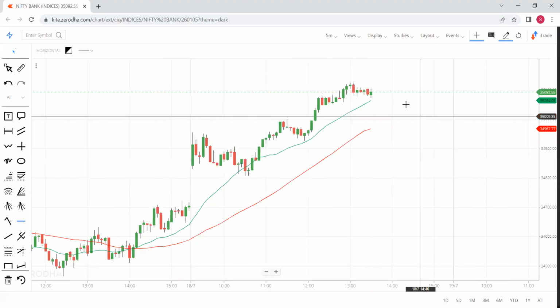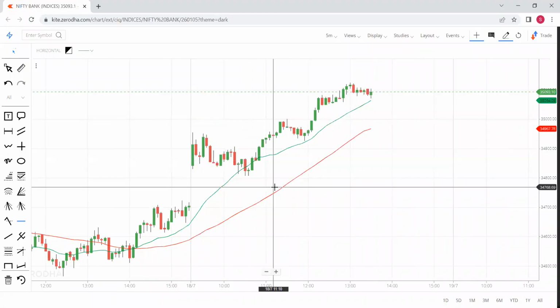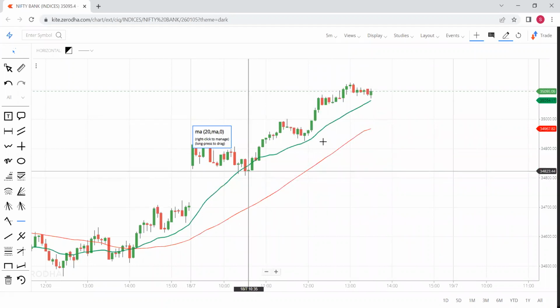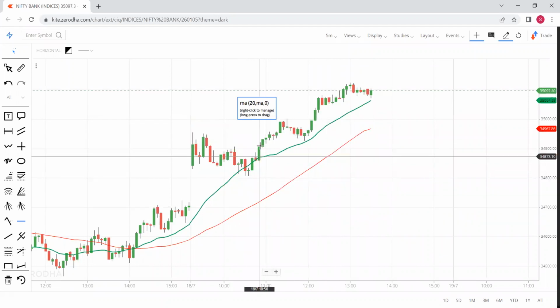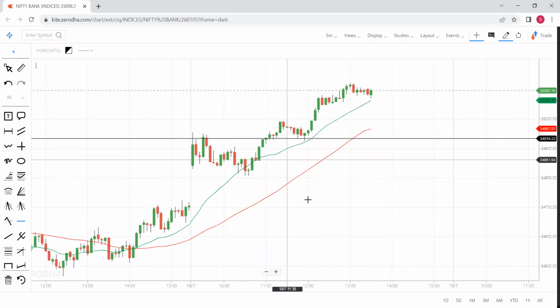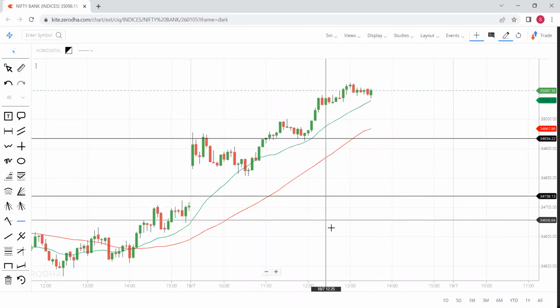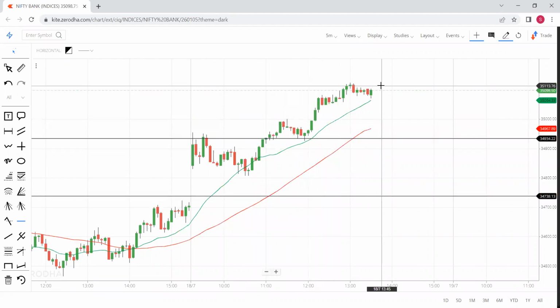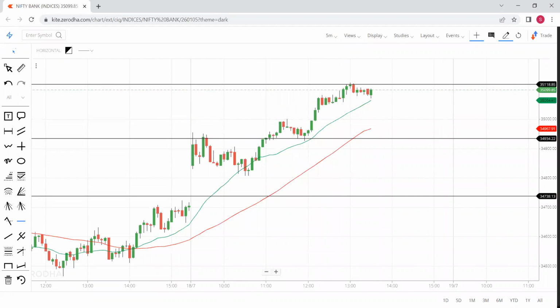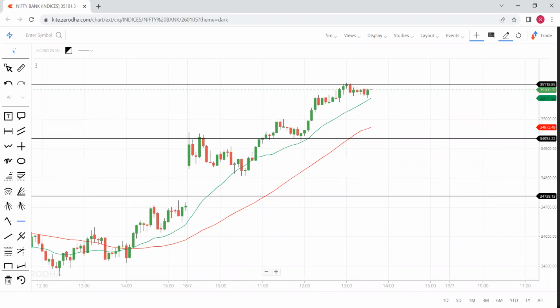This was the live trade that is running right now. As you can see, parallel rising moving averages, breakout confirmation and entry. The stop loss would be below the 50 moving average, around 200 points. It has already reached around 150, 170 points target. And let's see how this goes.